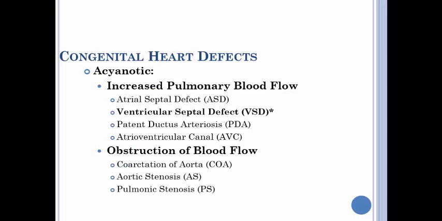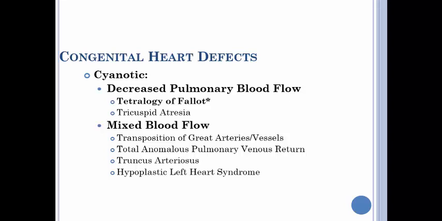Acyanotic defects that increase pulmonary blood flow are your atrial septal defect, your ventricular septal defect, which we're going to discuss in more detail, your patent ductus arteriosus, and your atrioventricular canal. Obstruction of blood flow under the acyanotic is coarctation of the aorta, aortic stenosis, and pulmonic stenosis. Your cyanotic defects that decrease pulmonary blood flow are your tetralogy of Fallot, which we're going to discuss in further detail, and tricuspid atresia. Your mixed blood flow defects are transposition of the great arteries and vessels, total anomalous pulmonary venous return, truncus arteriosus, and hypoplastic left heart syndrome.